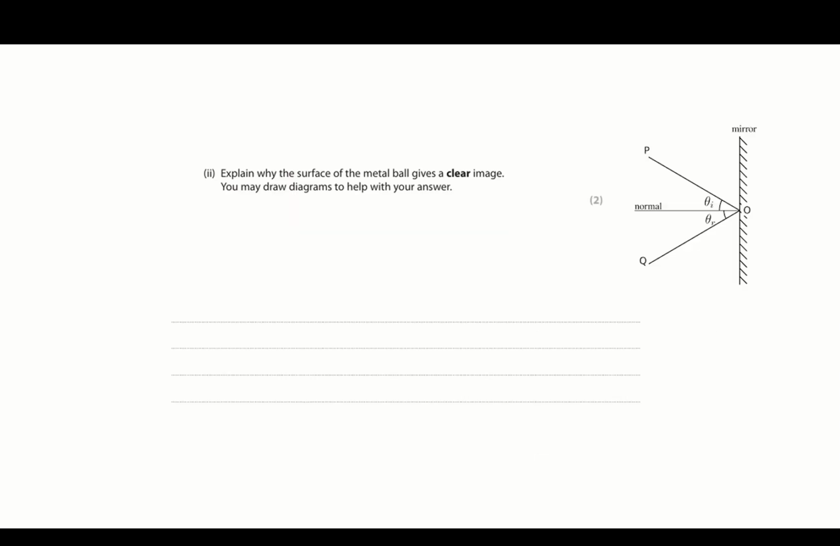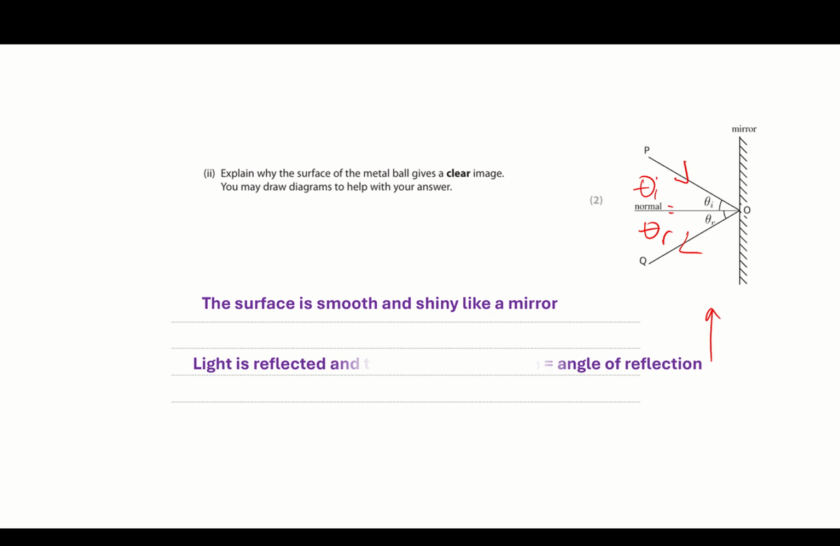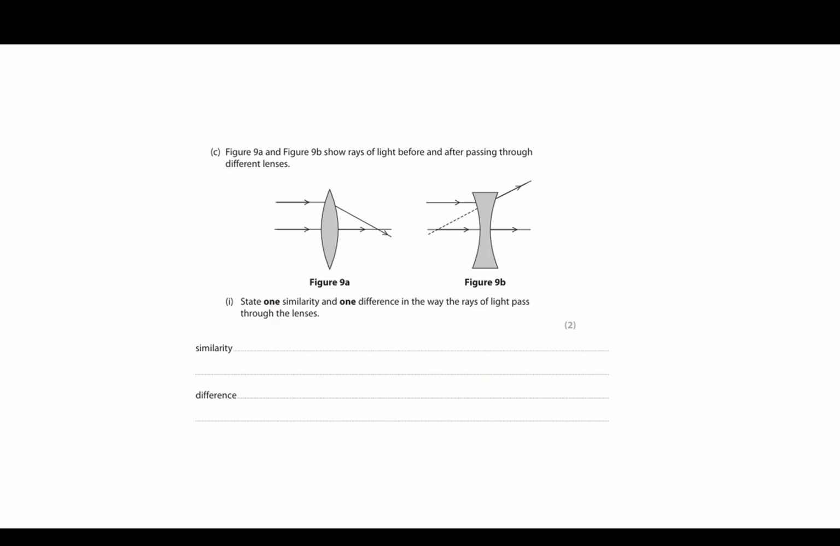Explain why the surface of the ball gives a clear image. You may draw a diagram. So I've given you this one here. And if the light was shining in that way, theta I equals theta R. The angle of incidence equals the angle of reflection. We're just going to put that into words. So the surface is smooth and shiny like a mirror, and I've drawn a mirror surface there. The light is reflected and the angle of incidence equals the angle of reflection. That's my model answer for it.